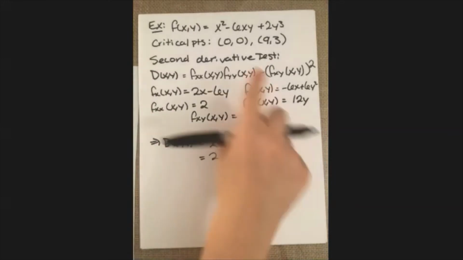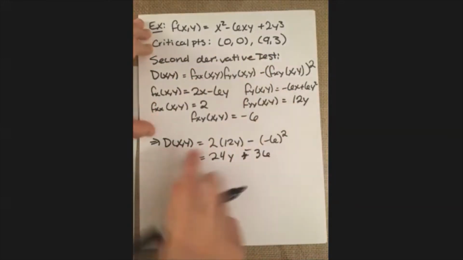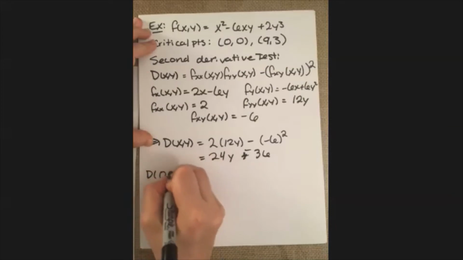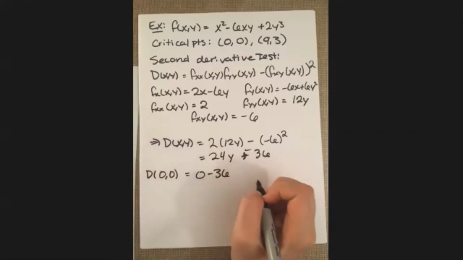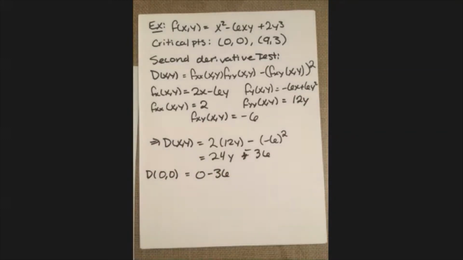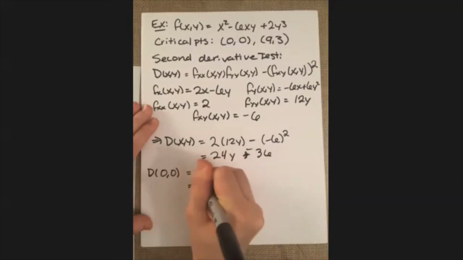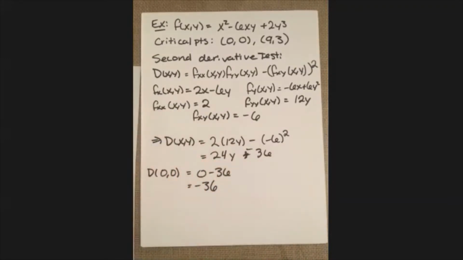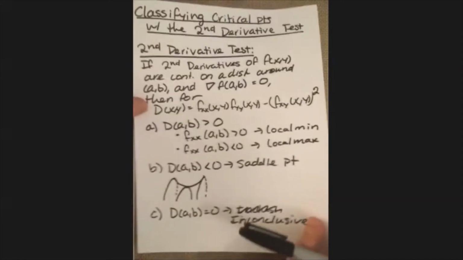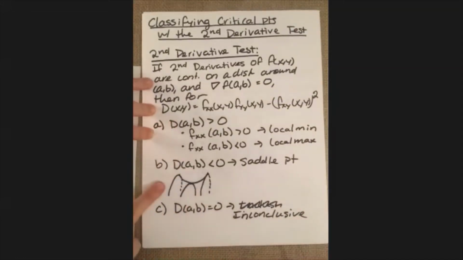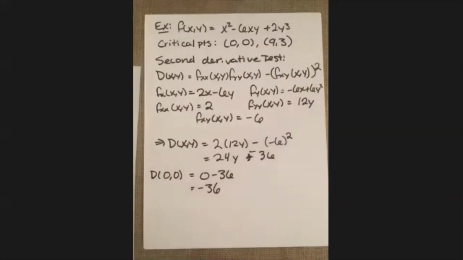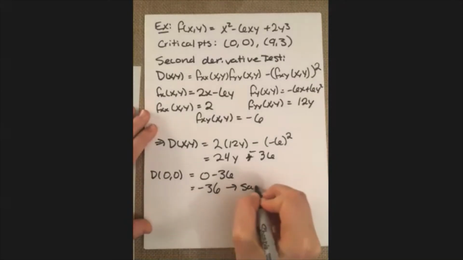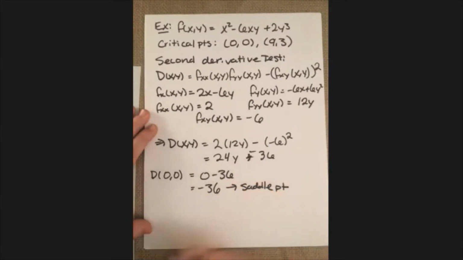All right, so now all I got to do is plug my 2 critical points into this. So D at (0, 0) is going to be equal to 0 minus 36. So at this point, that's just equal to -36. So I can come back here, look at my second derivative test. We have the case that D was less than 0, which means that we have a saddle point. This was a saddle point at (0, 0).